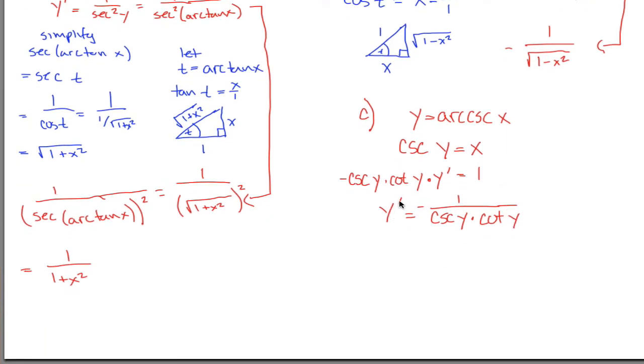I'd rather not define the derivative of y in terms of y, so I'm going to replace these y's with arc cosecant of x. This derivative is negative 1 divided by cosecant of arc cosecant of... I'm going to run out of room, so we'll put this on the next line. This is equal to negative 1 divided by cosecant of y, which is the same as cosecant of arc cosecant of x, since y is equal to arc cosecant of x.